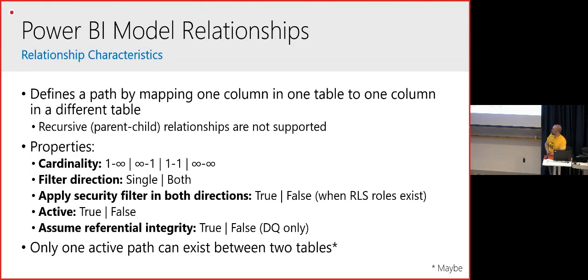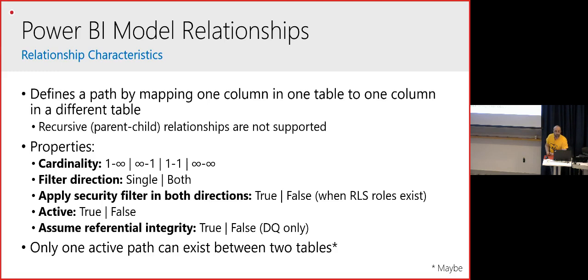If we introduce relationships then, relationships have lots of properties like cardinality, filter direction. Is it active? Will it assume referential integrity? The purpose of the relationship is to propagate filters from one table to another table and possibly back again. Understand that relationships are from one column. This is important. From one column in a table to one column in a different table. It is not possible to have a relationship to the same table. Okay, so from one column in one table to one column in a different table. We're going to learn about all of these properties tonight.